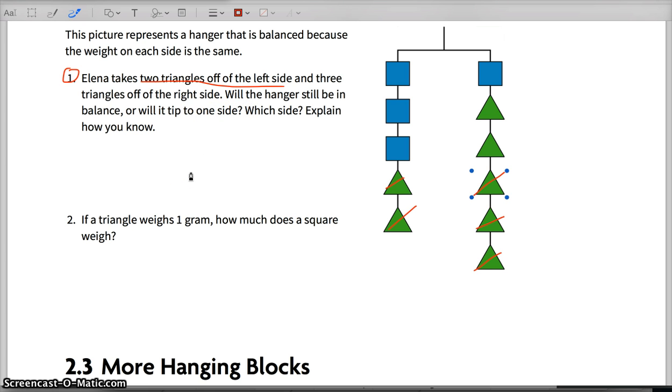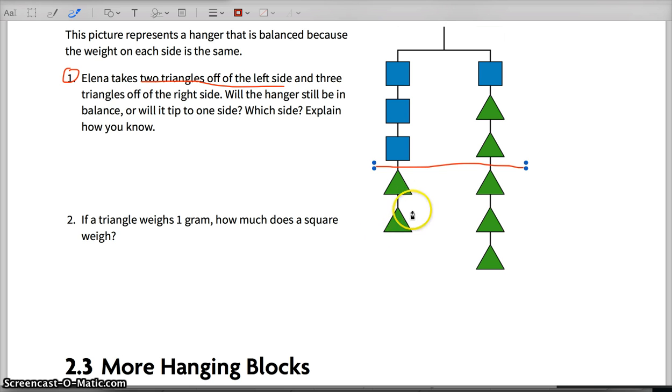So let's think about this for a little bit. Right now, the hanger is completely in balance, correct? Let's go ahead and I'm going to back up and undo these cross outlines here. Essentially, we're taking 2 off the left and 3 off the right. So essentially, we're kind of cutting it right here. We're taking 2 off here and 3 off here. Will it still be balanced? What do you think?